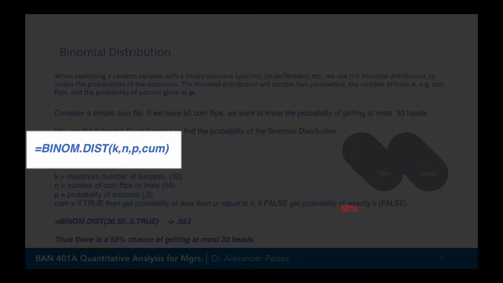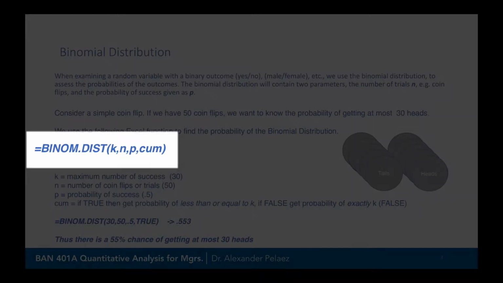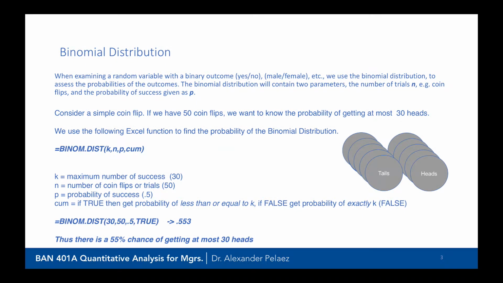Binom.DIST. K is the number of successes that we are looking for, which in this case is 30. N is the number of coin flips or trials. P is the probability of success. And we have the cum parameter, which, if true, gives us the probability of less than or equal to K as a cumulative. And if it's false, it gives us the probability of exactly K items.